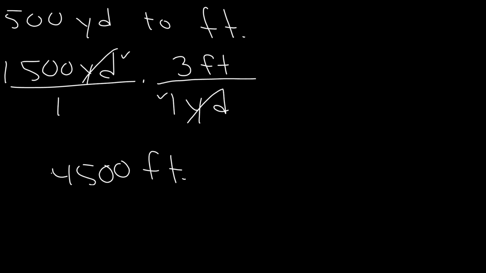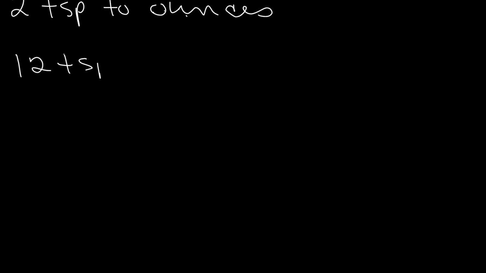Let's do another one. Let's do example 5A, 12 teaspoons to ounces. So 12 teaspoons to ounces. Let's erase that and make it look a little bit bigger. Okay, so I've got 12 teaspoons, and I'm going to write it as a fraction.